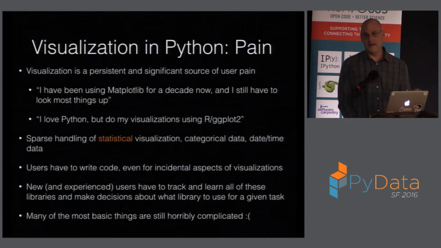This first quote is actually me. I've been using matplotlib for about a decade, and I still have to look most things up. Or you might hear people say, I love Python, but I fire up RStudio to do visualizations and ggplot2. Why is that? There's sparse handling of statistical visualization. I'll talk more about exactly what I mean by that. Categorical data, date-time data, and users have to write code even for incidental aspects of visualizations.